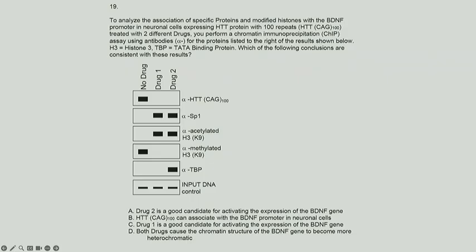Okay. And then finally, both drugs cause the chromatin structure of the BDNF gene to become more heterochromatic. No, right? It's the opposite, right? So we lost the methylation and we got acetylated. So we're going to become more euchromatic, more open.